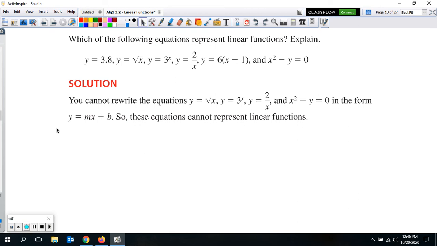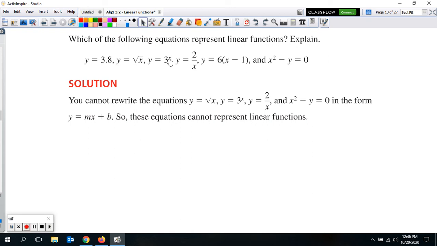Basically, if you can write any of these equations in a y equals mx plus b format, then you know that it's a linear function. So we could do that. Even y equals 3.8 is going to be in y equals mx plus b. It's just the m would be 0. So yes, that's a function right there. This one here, y equals the square root of x. Well, that's not a linear function. The square root of x is not going to be able to be just an x. So definitely not, that's a square root function.